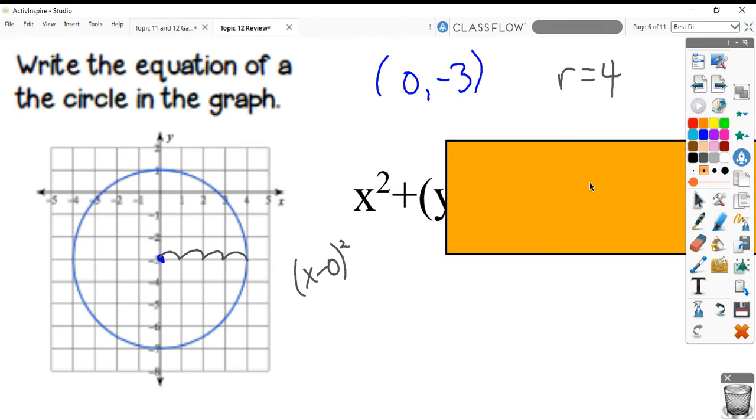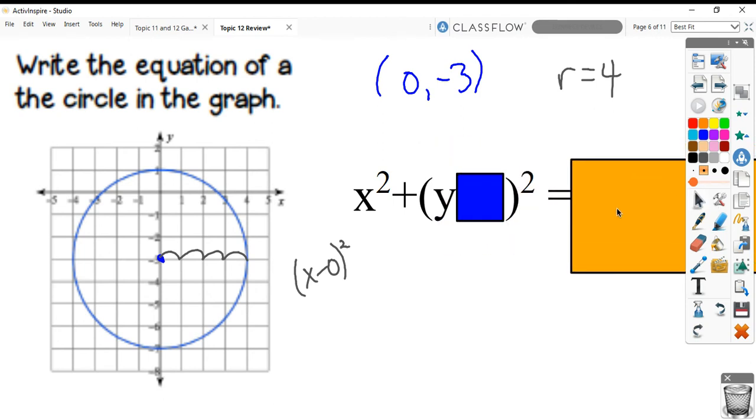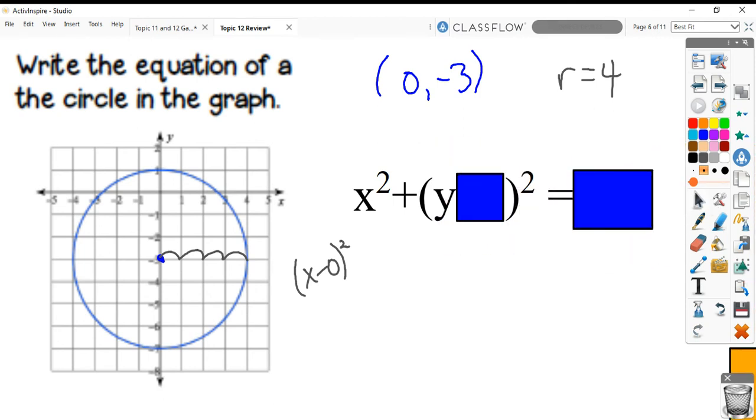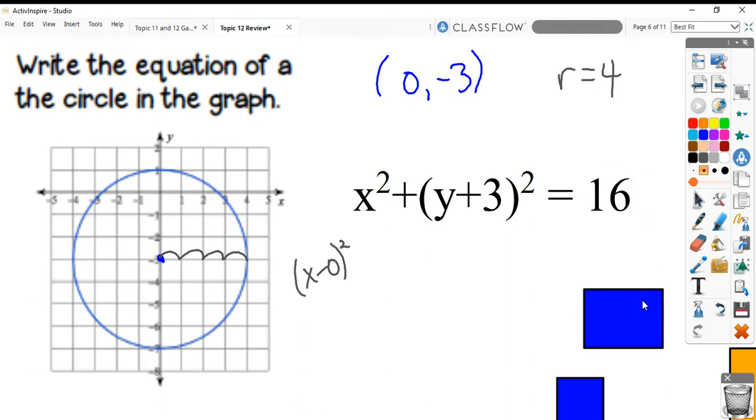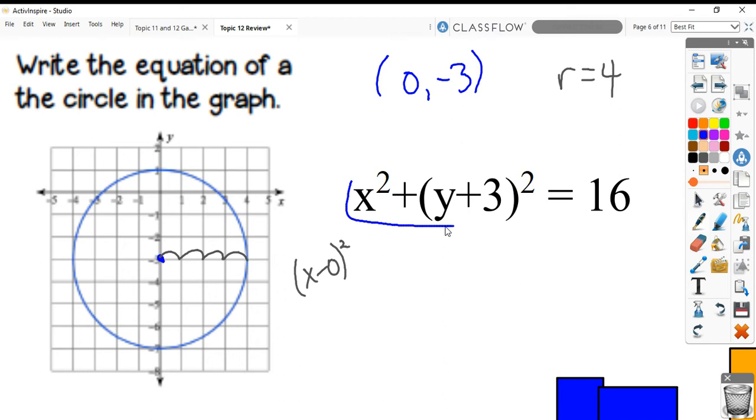X minus 0 doesn't actually change anything. And then we're going to have the y, and we're going to have the r squared. In this second set of parentheses, we've got minus 3 for the coordinate, so that means we've got to have plus 3 in the equation. Our last part is the radius squared. If our radius, as we counted over here, is 4, then that means the other side of the equation has to be 16. It's got to be 4 squared.